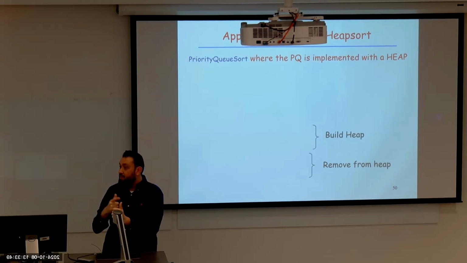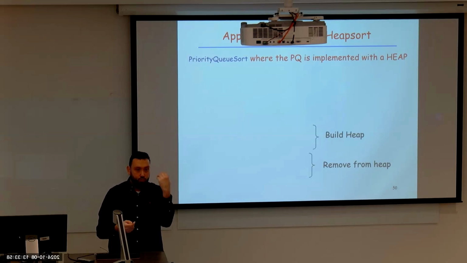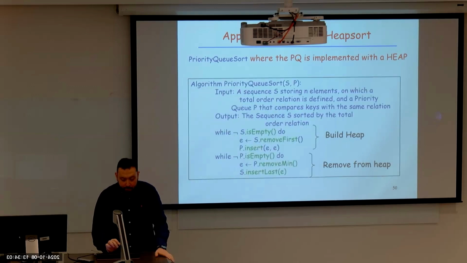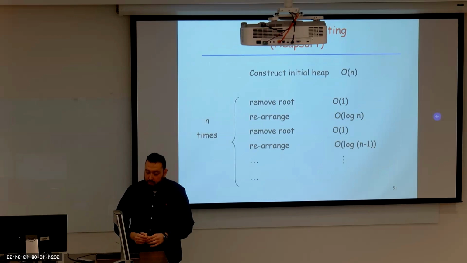So I need to build the heap first and then, similar to what I did with the ordered sequence, call remove min or remove max from the heap. Now, this is the algorithm for priority queue sort. We have this S that has the numbers that I want to sort, and after I remove the first from this list, I insert it here and save it. Okay, so let's take a look.